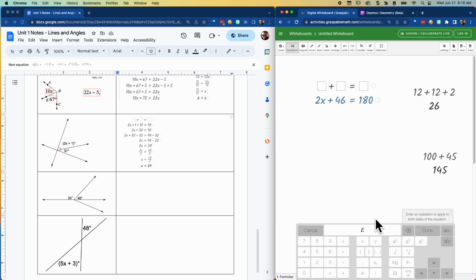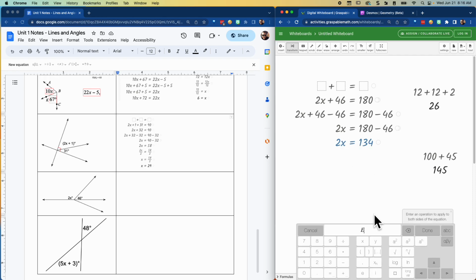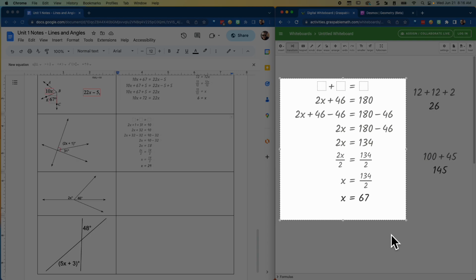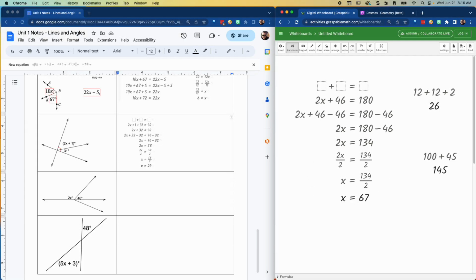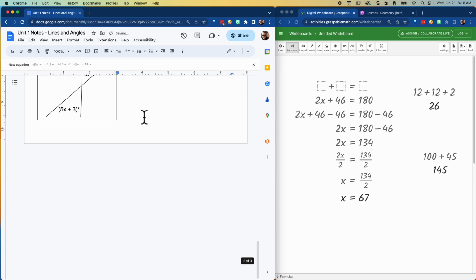All right, so now, again, I'm just solving my equation. I'm going to get that x by itself. First, I subtract 46 from both sides. And that gives me 2 times something equals 134. I'll divide by 2 on both sides. And that will give me x equals 67. And that's what we're going to mark for our answer, x equals 67. We'll shrink it down after pasting it in, so it's kind of the same size here.